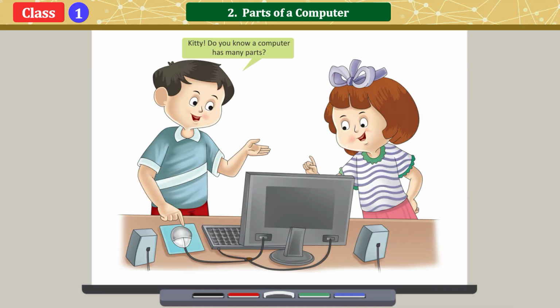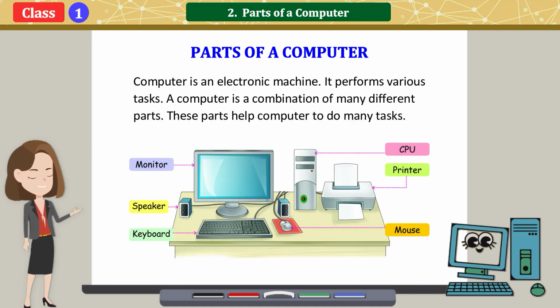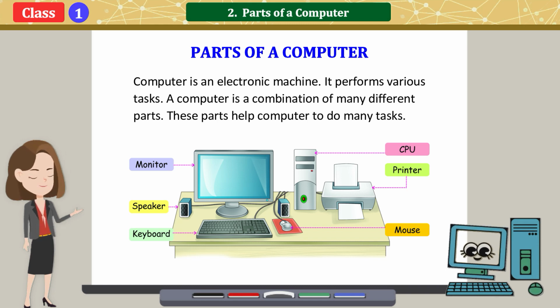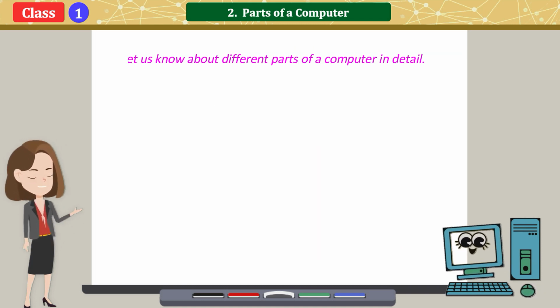Kitty, do you know a computer has many parts? Yes, I know. Computer can do many things with these parts. Parts of a computer. Computer is an electronic machine. It performs various tasks. A computer is a combination of many different parts. These parts help computer to do many tasks. Let us know about different parts of a computer in detail.